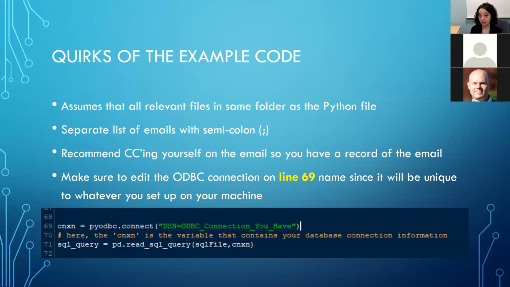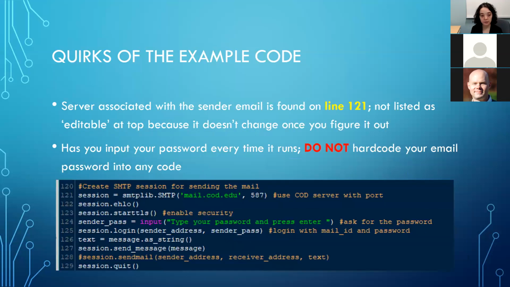Line 69 in the example code that we will share currently says DSN equals ODBC connection that you have. The DSN equals is part of the code, so you have to keep that. But the ODBC connection name is unique to your machine and what you set up, and that's on line 69 that we know you'll have to change. We don't know what that will change to, but once you change it, you won't have to change it again. So there's that note and quirk of the code. Let's tell them about the other quirks really fast. The server associated with your email is found on line 121.